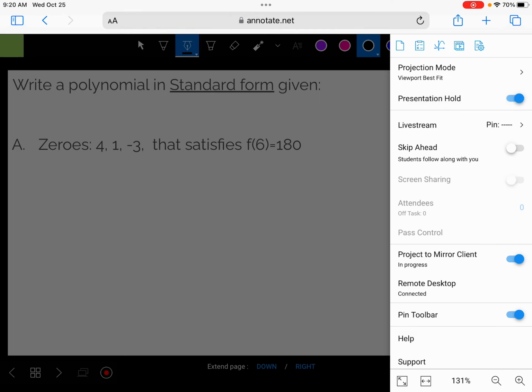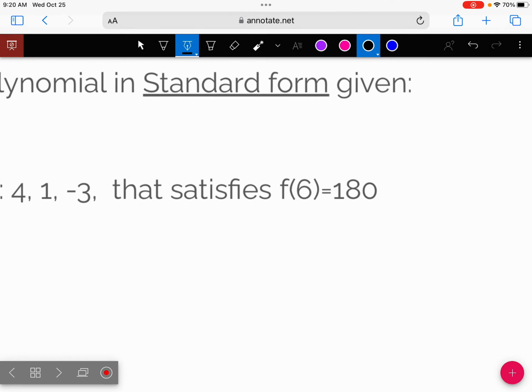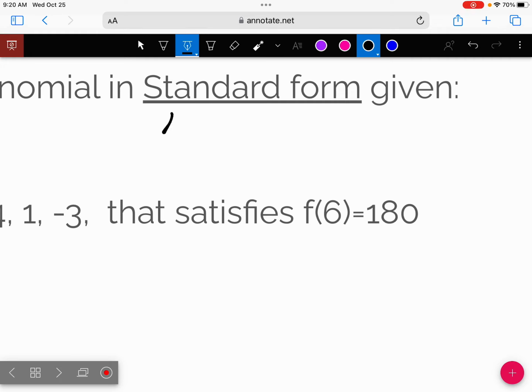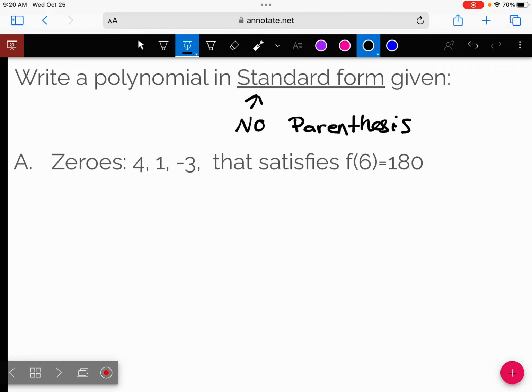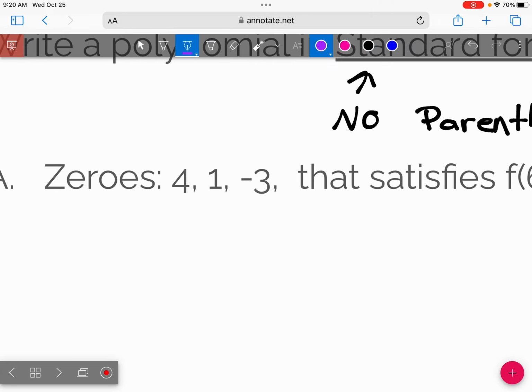Standard form means we're going to have no parentheses at the end. So we're going to multiply the whole thing out. So we're going to start with getting our factors. So we're going to have a factor that gives us a 0 of 4, x minus 4.